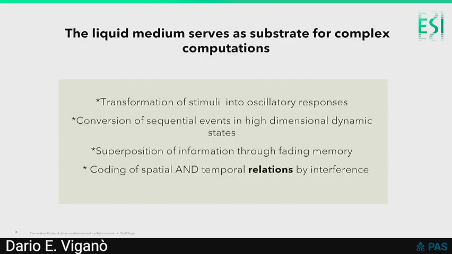What the computations that are achieved by this pond are, first, that it transforms stimuli into oscillatory responses. Then it converts sequential events in a high-dimensional dynamic state. It has memory, which allows the superposition of information through this fading memory. Once the water has become calm again, the memory is gone. So this is why we talk about fading memory. And it codes both spatial and temporal relations and stores this information in the interference pattern. One can actually show that it suffices to measure at three different places in this pond, as long as the waves are still present, amplitude, wavelength, and phase of the local oscillations, and you can reconstitute completely the sequence of events. So this pond is doing interesting computations. It has memory, and these properties are partially utilized by what's called reservoir computing.